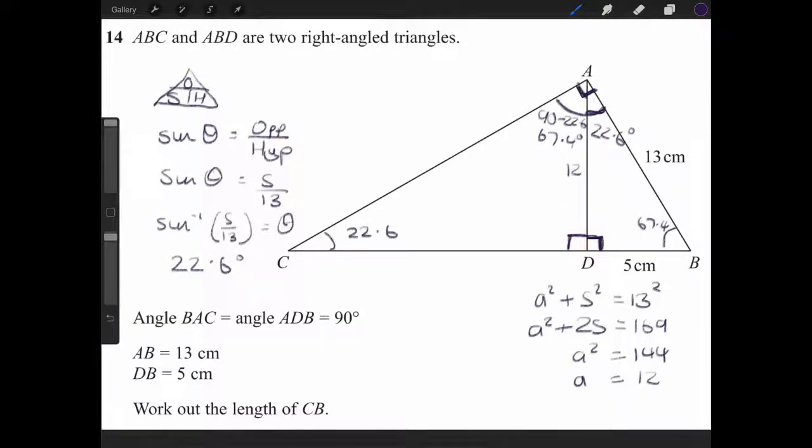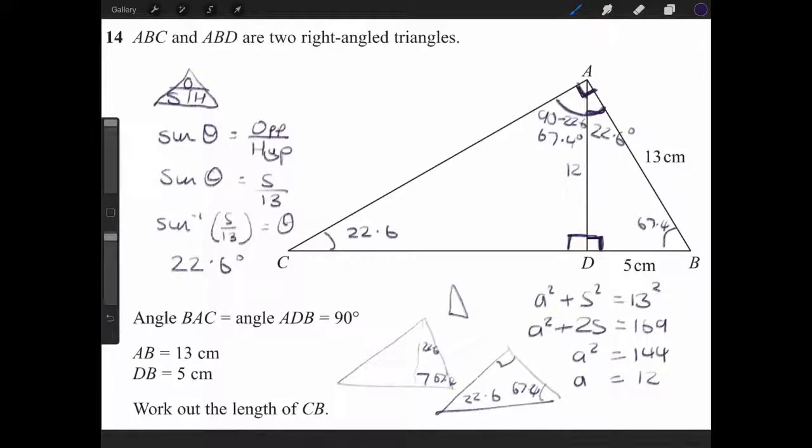Okay? At that point, you can observe that the two triangles, as in the smaller triangle on the right and the complete triangle, those two triangles are in fact mathematically similar, because we have a right angle, 22.6, and we have 67.4. And on the big triangle, we have a right angle, we have 22.6, and we have 67.4.